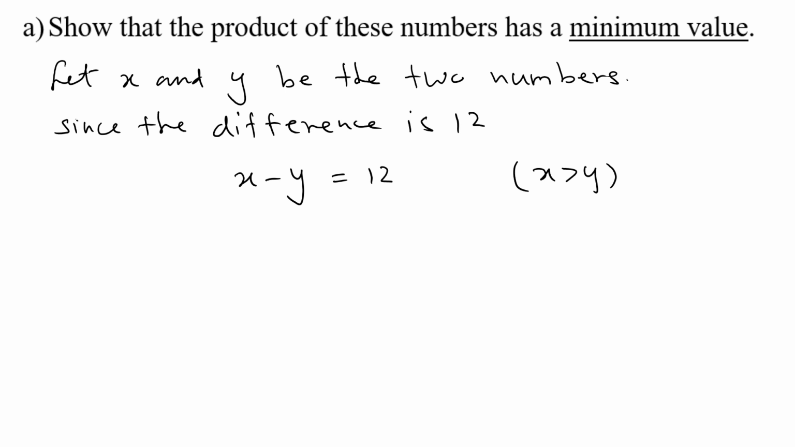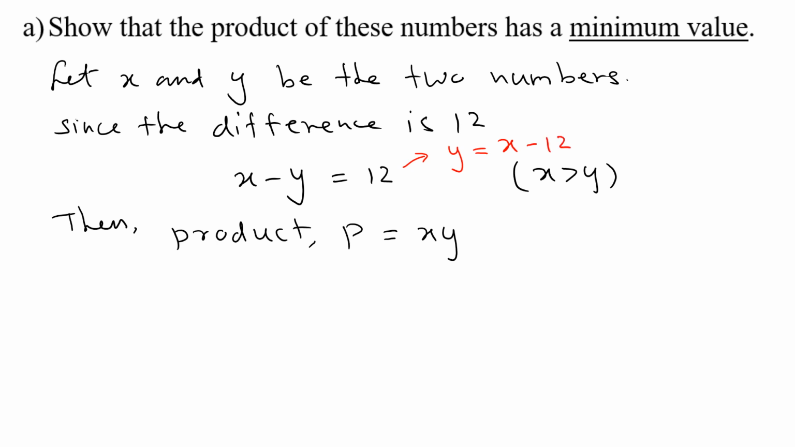So the product, let's say P, the product is xy. So you can see that this is a two variable function. What we normally do is solve for y and substitute. So if you solve for y, what will happen? You can see that y equals x minus 12. So that's what you get.